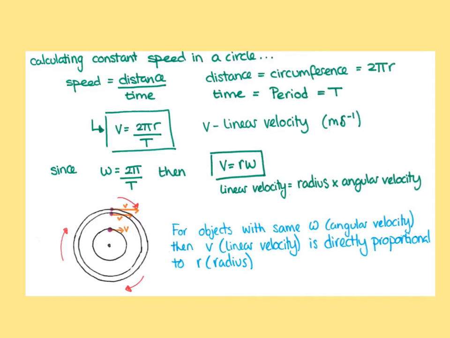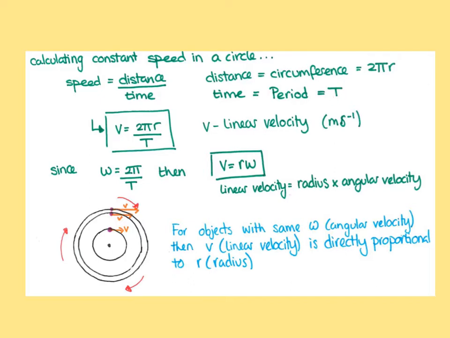We know, from year 7, that speed equals distance over time. In the case of a circle, we're going around this diagram, the distance travelled for one revolution is equal to the circumference of the circle, which is equal to 2 pi r. And we know that the time taken to travel that distance of the circumference is the time taken for one complete revolution, so that is the period.